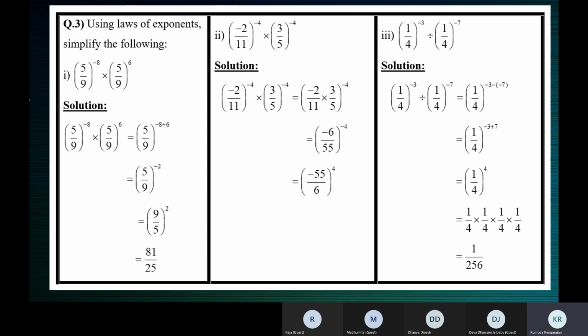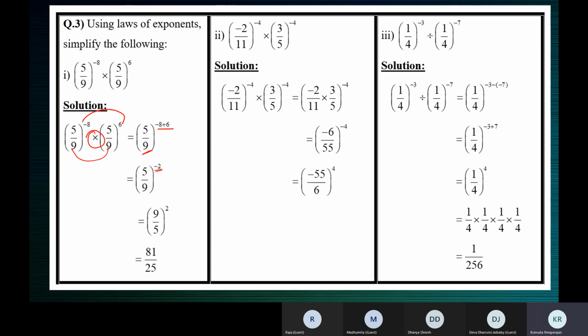So here the rule we have used is the bases are same, 5 by 9, 5 by 9. It's multiplication, so we add the powers. Write the base 5 by 9 once and add the powers, minus 8 plus 6. That's the first step. Minus 8 plus 6 is minus 2.